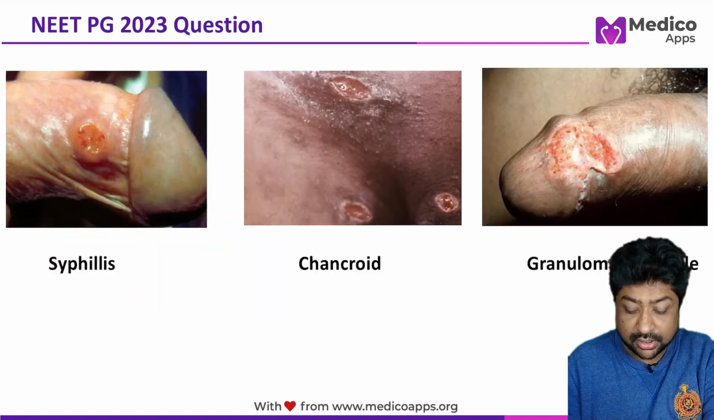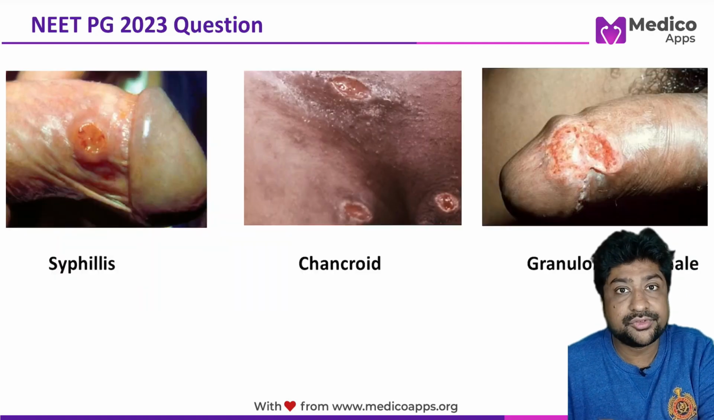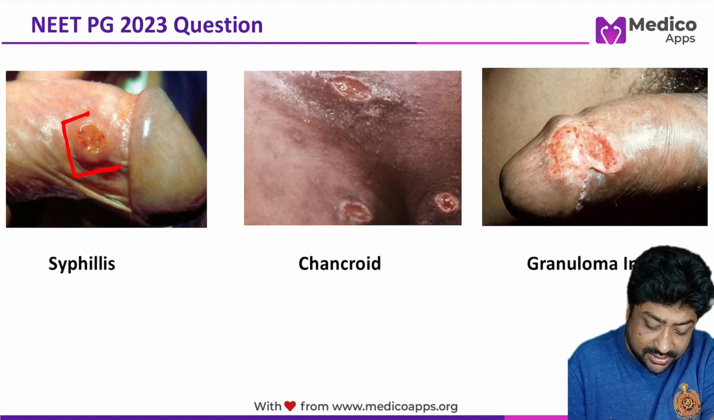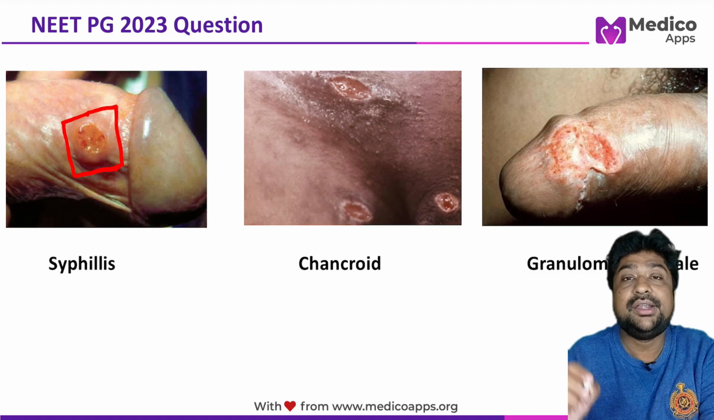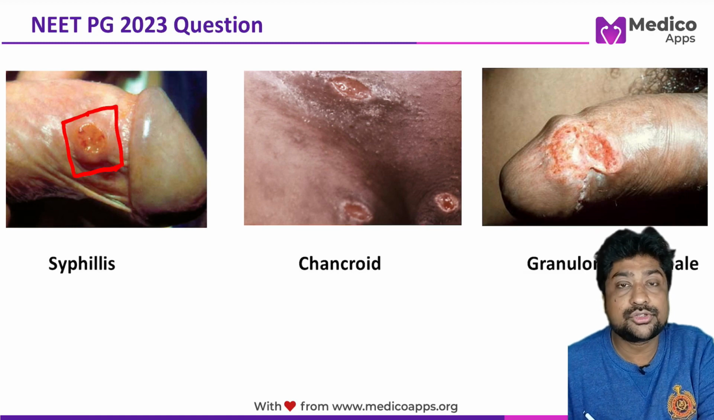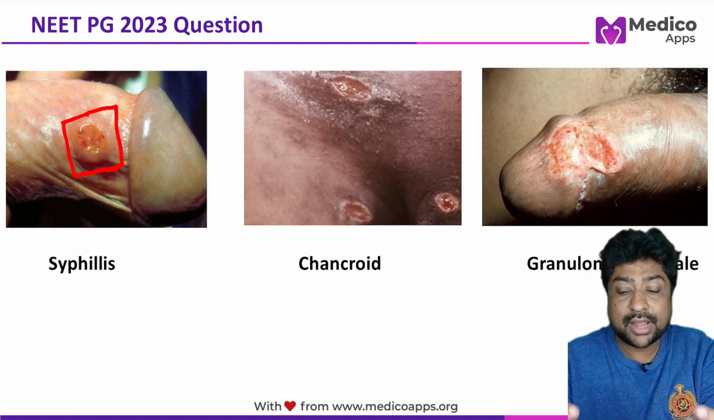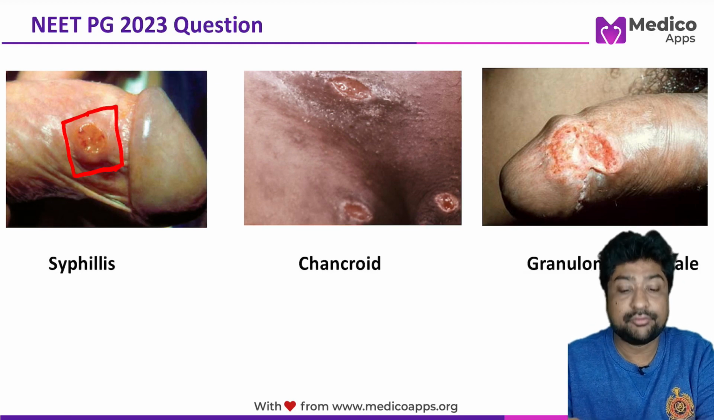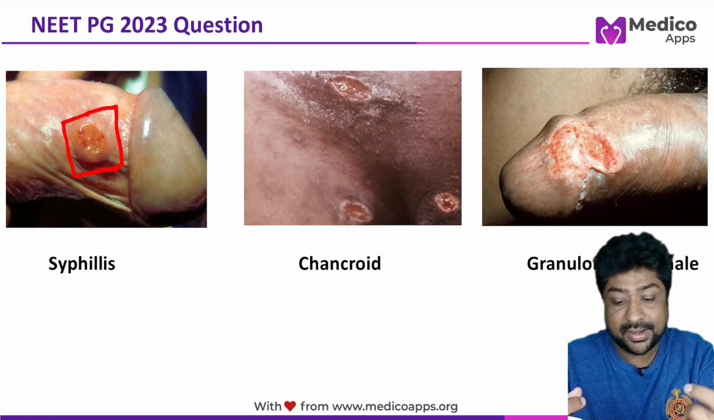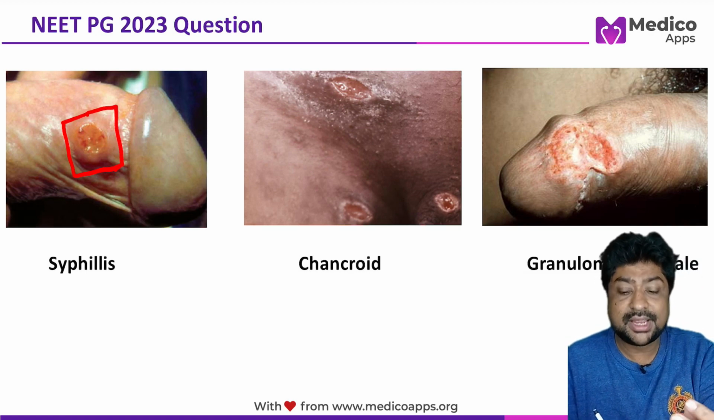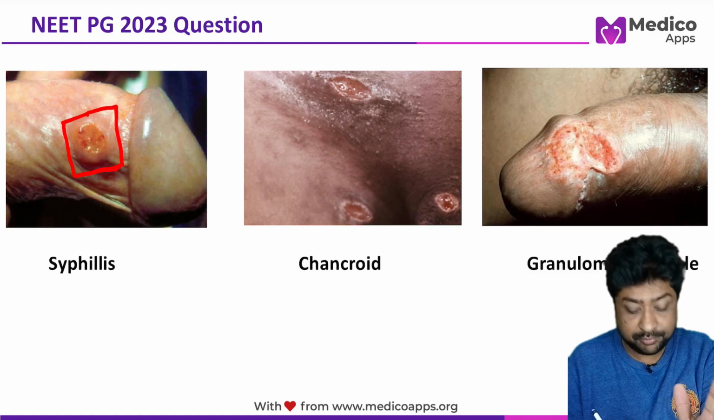So let's quickly learn about various different types of genital ulcers which are frequently asked. So the first ulcer is of syphilis, and you can see it's a well defined ulcer. We all know that syphilis is caused by a spirochete, Treponema pallidum, and in that, the patient initially presents with a single painless ulcer, and also there can be lymphadenopathy, which is non-tender rubbery lymphadenopathy.